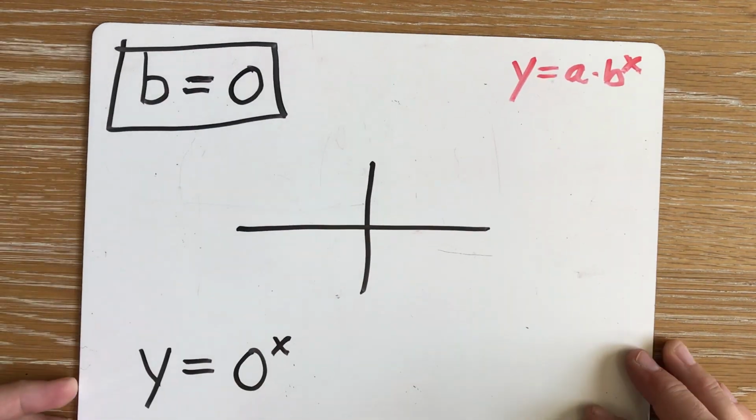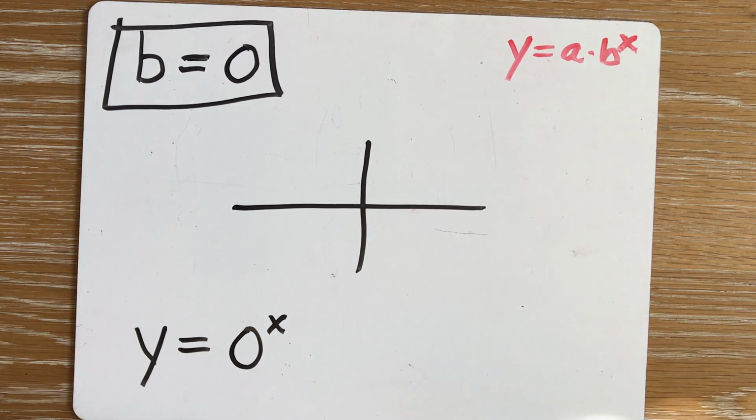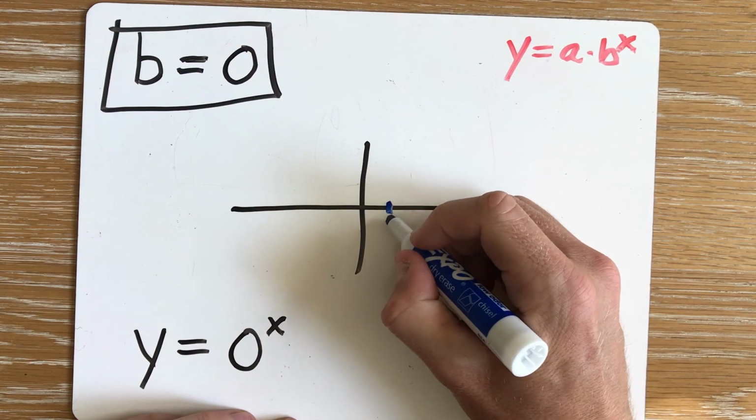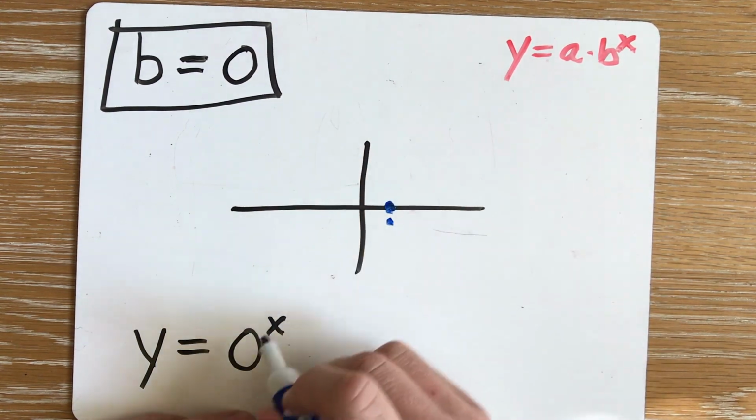Well, then you might be wondering, if it can't be greater than 1, less than 1, or equal to 1, then I could have it equal to 0. What is up with this? Well, if I have y equals 0 to the x power, we know that 0 to the first power is 0. But the problem is, I don't know what 0 to the 0 power is.